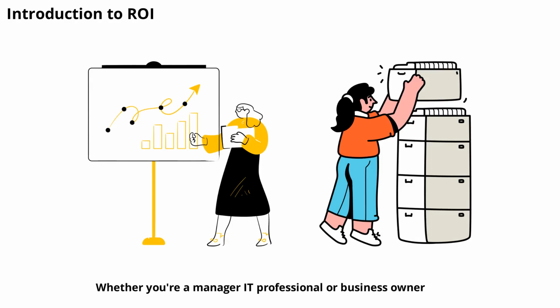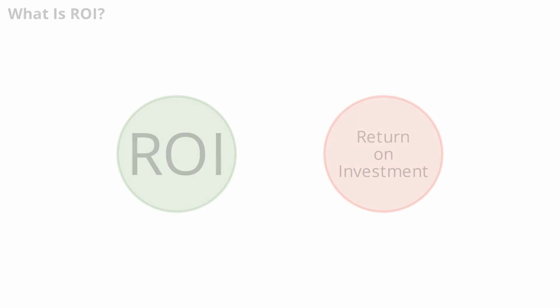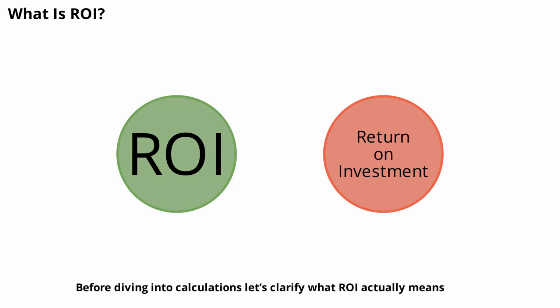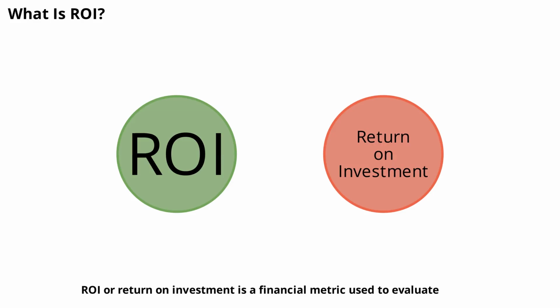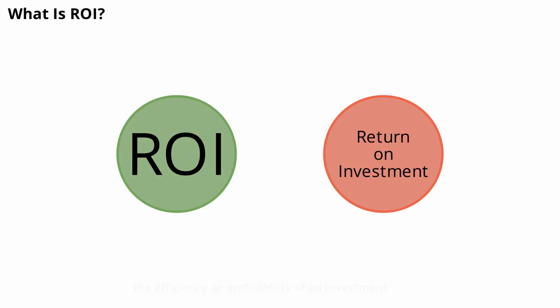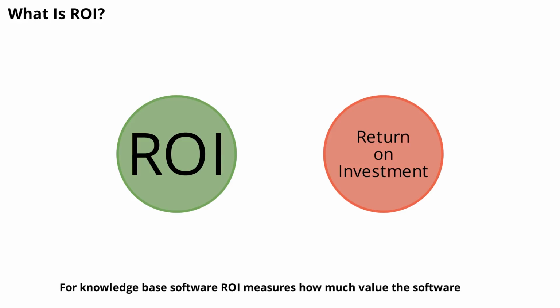Whether you're a manager, IT professional, or business owner, this guide will help you evaluate the true value of knowledge-based software for your organization. Before diving into calculations, let's clarify what ROI actually means. ROI, or return on investment, is a financial metric used to evaluate the efficiency or profitability of an investment. It's typically expressed as a percentage and helps you compare the gains from an investment to its cost. For knowledge-based software, ROI measures how much value the software brings compared to what you spend on it. Understanding this concept is essential for making smart business decisions and justifying technology investments to stakeholders.